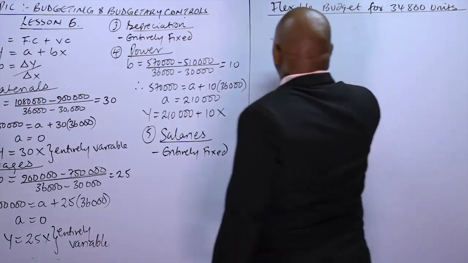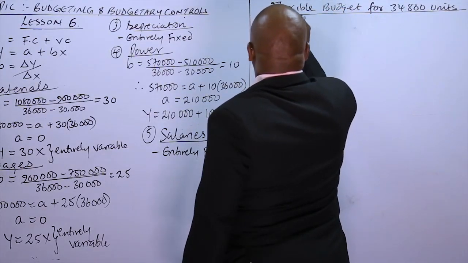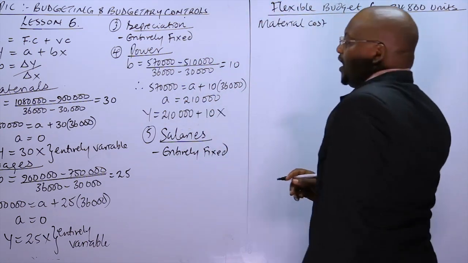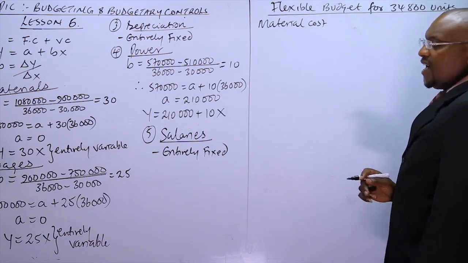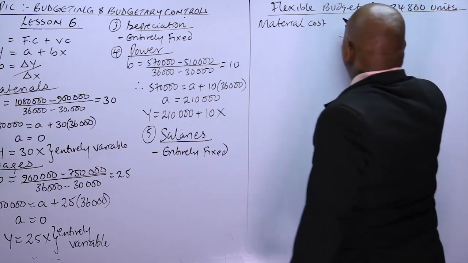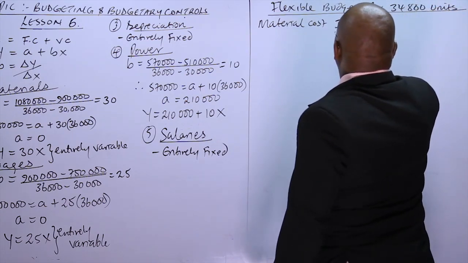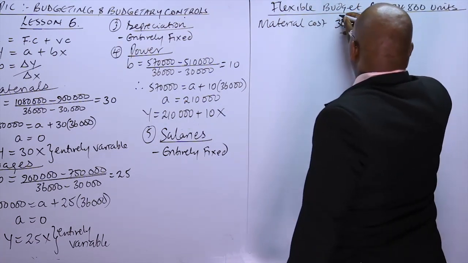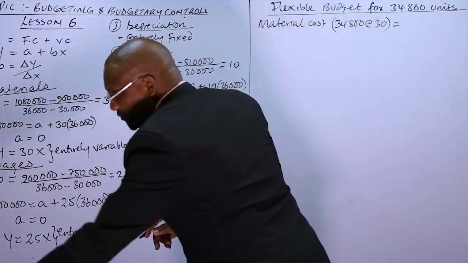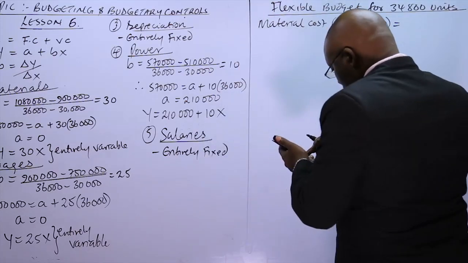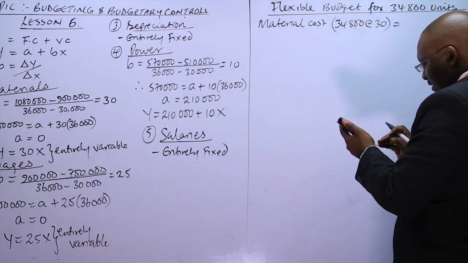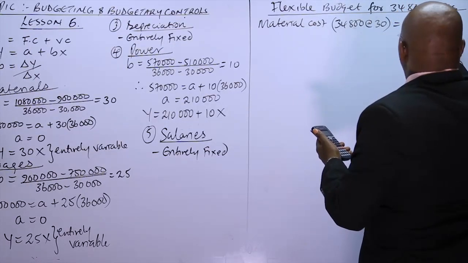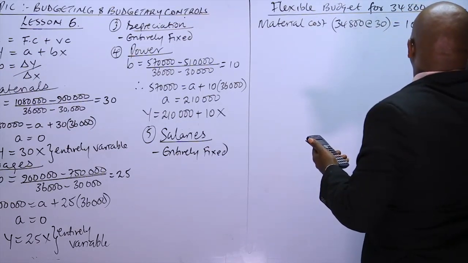So starting with the material cost, the cost per unit is 30 shillings. So you're going to have 34,800 units, each at 30 shillings. 34,800 multiplied by 30 gives us 1,044,000.